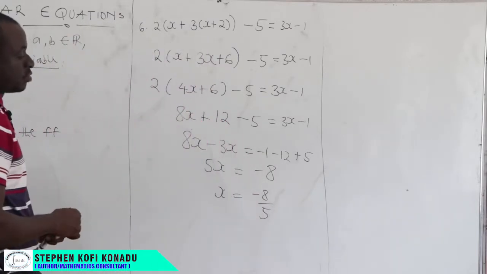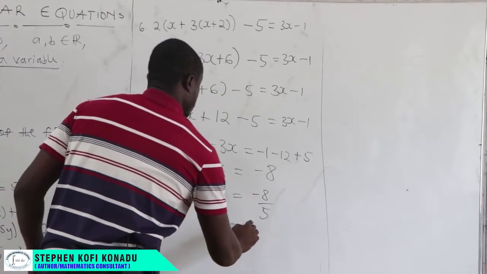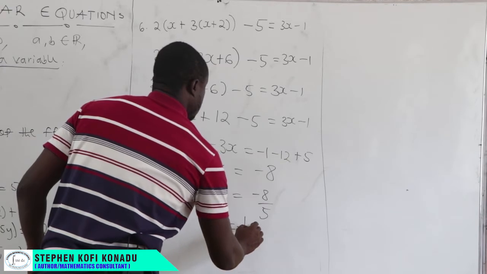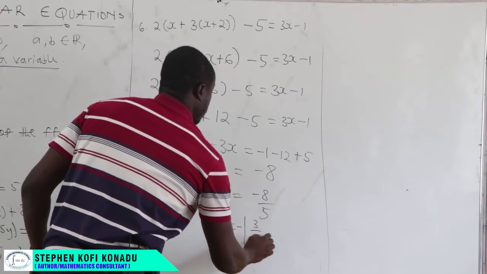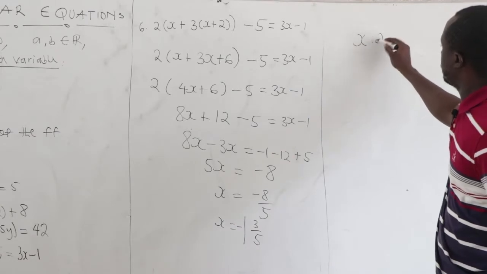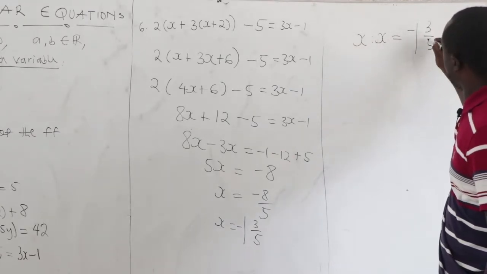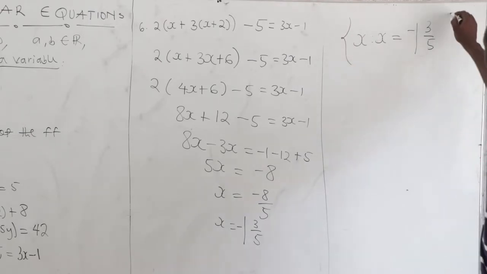We have to change it to a mixed fraction. So we have x equal to negative 1 whole number, 3 all over 5. So our truth set is x such that x equals negative 1 whole number, 3 all over 5. And that is our truth set.